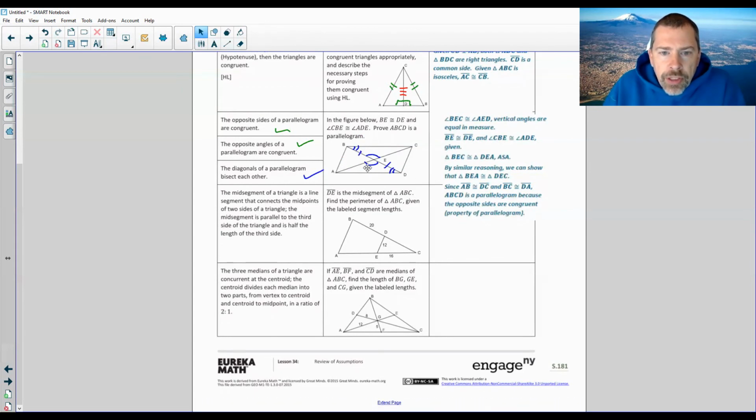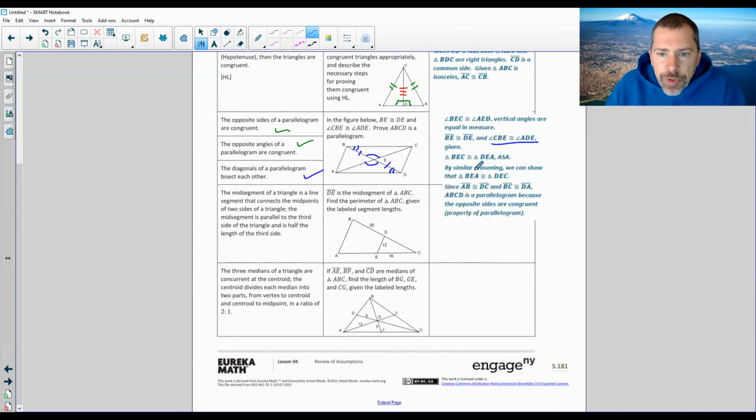All right, let me just clean this up a little bit. There we go. Because AD is parallel to BC and BD is a transversal, we have alternate interior angles. That's what gives us these two. Now we can say that triangle BEC is congruent to triangle DEA by angle, included side, angle.